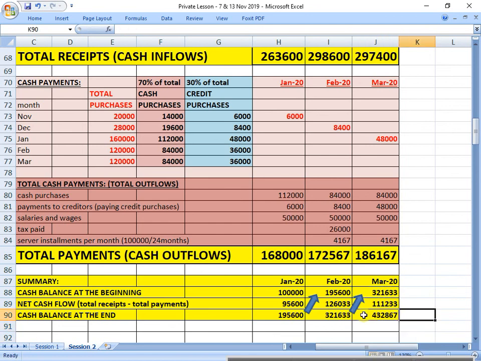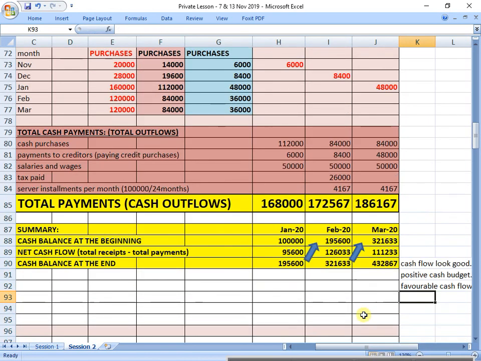So looking at this, cash flow looks good. Positive cash budgets. Favorable cash flow. Things are looking positive. All right, and that's my example, showing you how to do a cash budget. Does that make sense? Good.